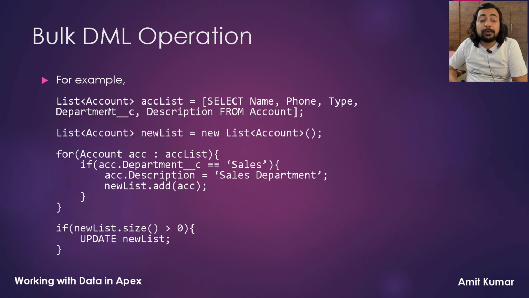And once the loop is over, we are checking whether the new list size is greater than 0. If it is, then we will update this new list. So you can clearly see we have performed the DML statement of update on the bulk of records because we are performing this on a list.